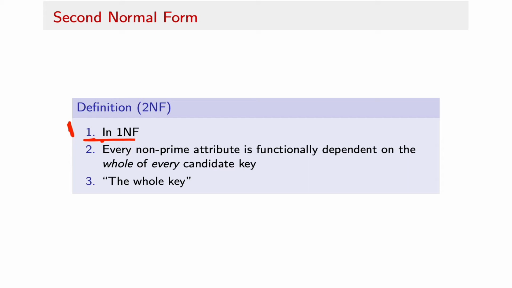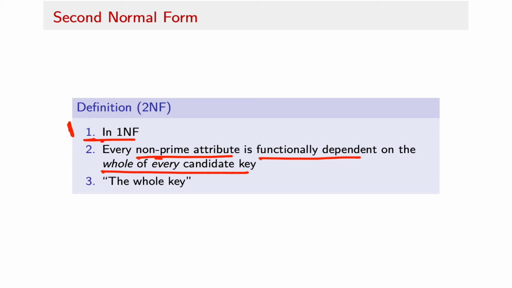Then the specific definition of second normal form, given that we're in first normal form, is that every non-prime attribute is functionally dependent on the whole of every candidate key. So now all of those definitions come back to haunt us here. Remember that the non-prime attributes are those attributes that aren't in any of the candidate keys.